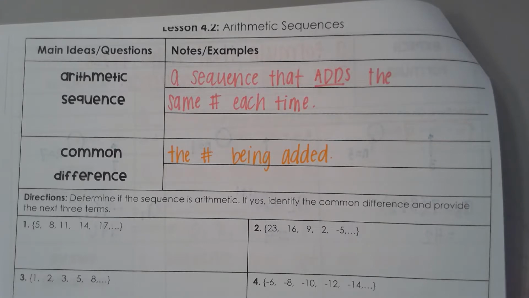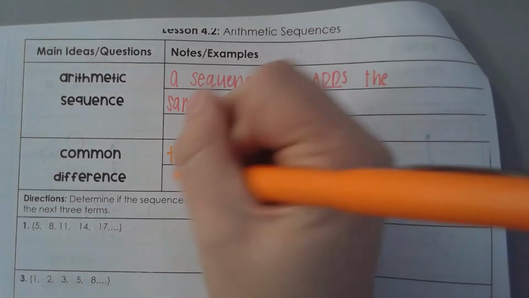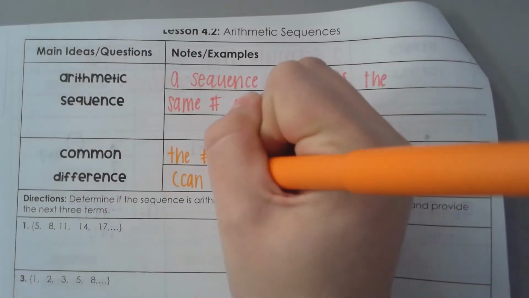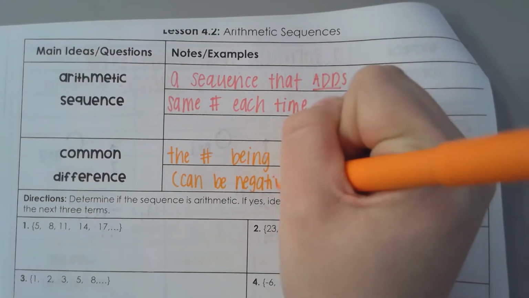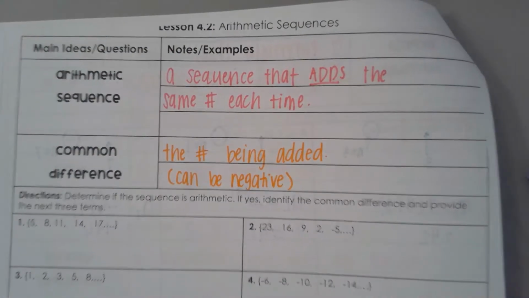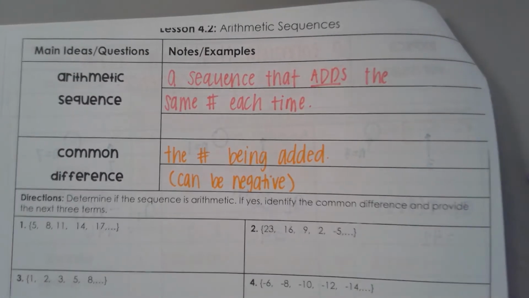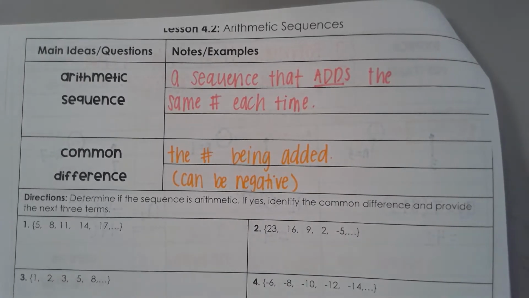And sometimes your common difference would be a negative number. So it can be negative. So like if you subtract, if your numbers are going down like you're subtracting, then your common difference would be a negative number.